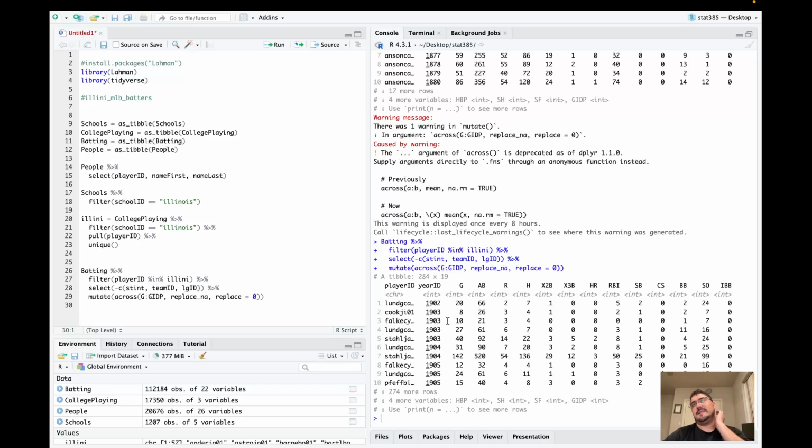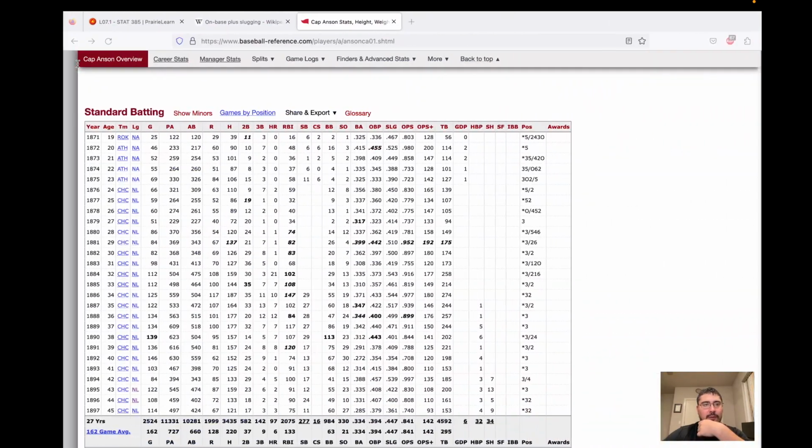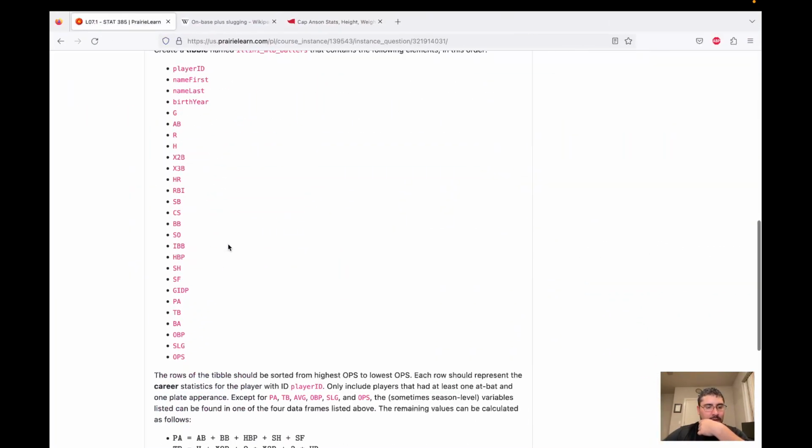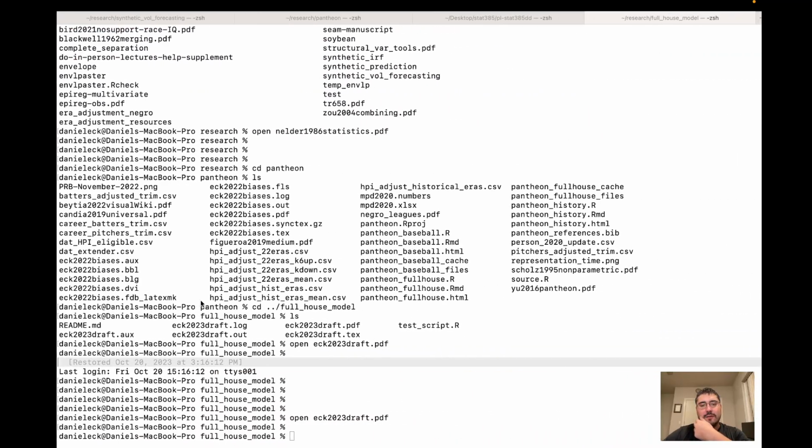Now, what we want to do is compute career statistics for the players themselves. And we also need to create some things. Like we have, oh wait, where am I at? We need to create these values. They aren't given to us, but we have formulas for them.